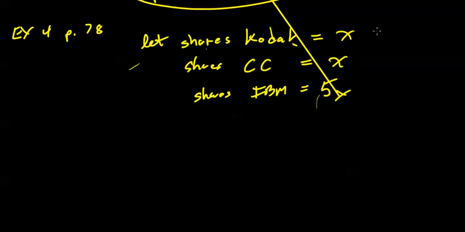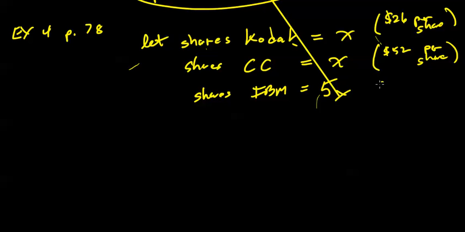Now, one thing we need to notice here is that the Kodak shares are worth $26 per share. Let me make a note of that. The shares of Coca-Cola are worth a bit more. Those are $52 per share. And the IBM is the priciest of all. The IBM shares are $103.